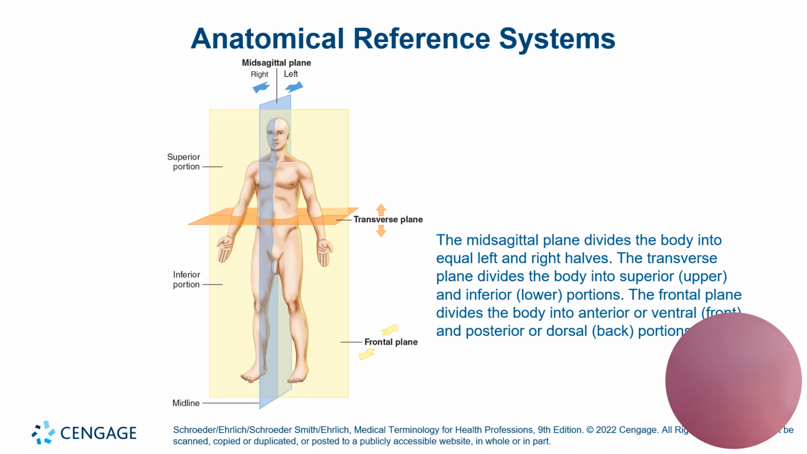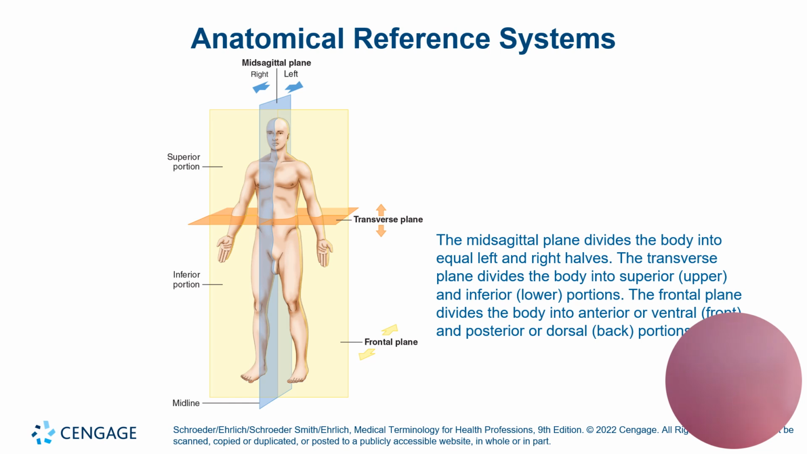The body planes are imaginary vertical and horizontal lines that are used to divide the body into sections for better descriptive purposes. They're aligned to the body standing in the anatomical position. The vertical planes include the sagittal. This is a vertical plane that divides the body into unequal left and right portions. The mid-sagittal or midline sagittal plane divides the body into equal left and right halves.